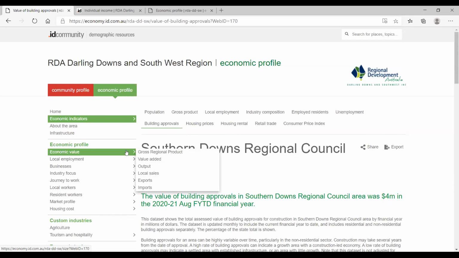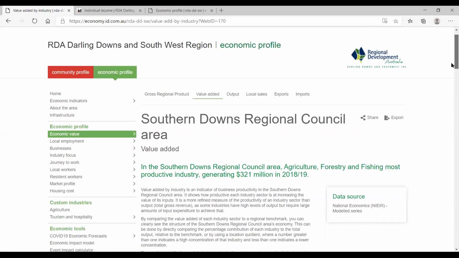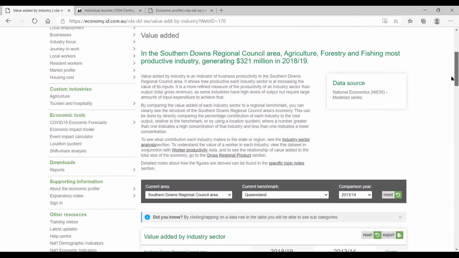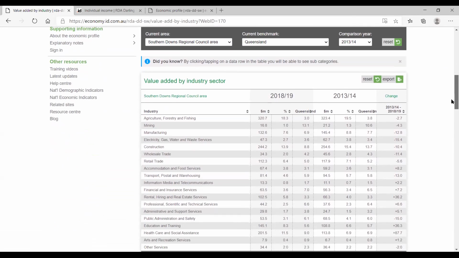construction. The next area I go to is my economic value. And I click on value added in this area because I want to know about our profitability, about our productivity. I want to know how our industries are performing and whether or not they're making a profit. And we can come down here.